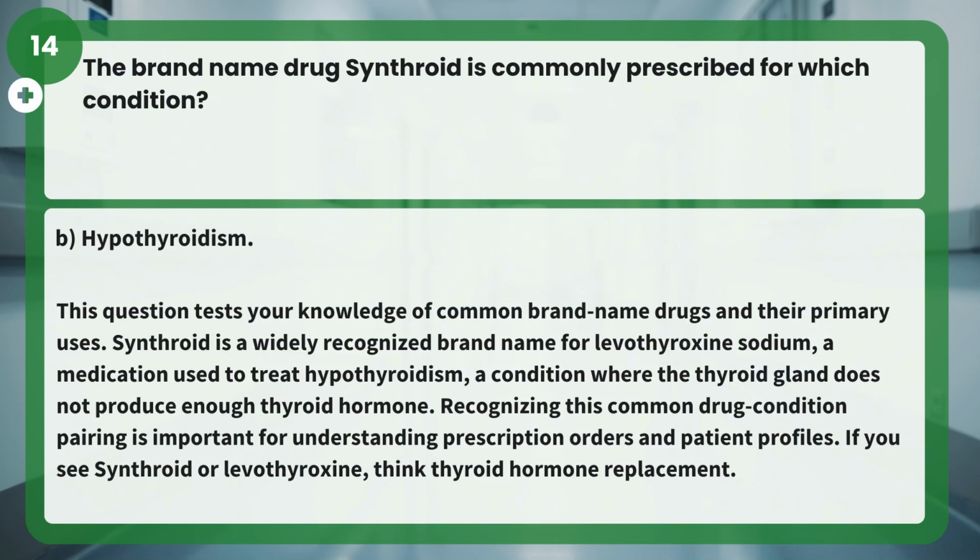Answer: B. Hypothyroidism. This question tests your knowledge of common brand name drugs and their primary uses. Synthroid is a widely recognized brand name for levothyroxine sodium, a medication used to treat hypothyroidism, a condition where the thyroid gland does not produce enough thyroid hormone. Recognizing this common drug-condition pairing is important for understanding prescription orders and patient profiles. If you see Synthroid or levothyroxine, think thyroid hormone replacement.